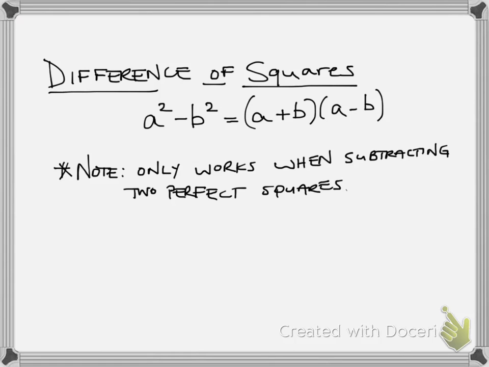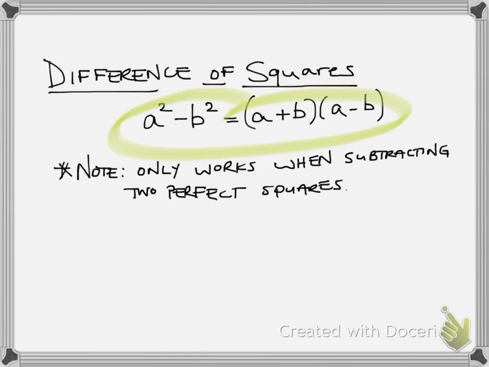Okay, so the difference of squares, your book would define it as a squared minus b squared equals, and this is a shortcut: if you see a squared minus b squared, then you know it's going to equal a plus b times a minus b. The reason this is a shortcut is that if you memorize this whole thing and understand it, it's going to make it easier to factor later.